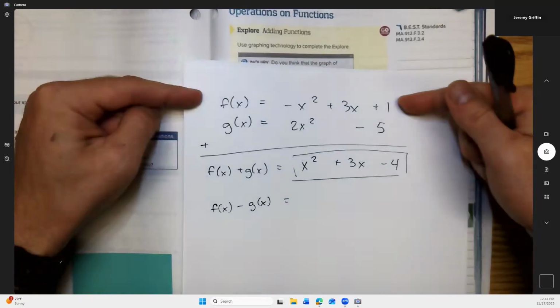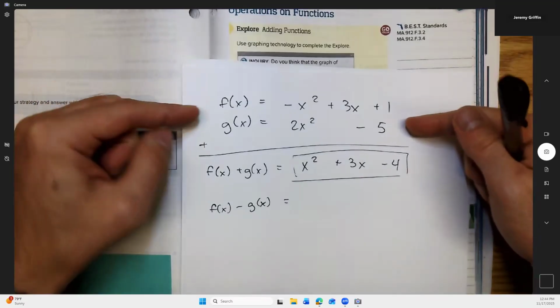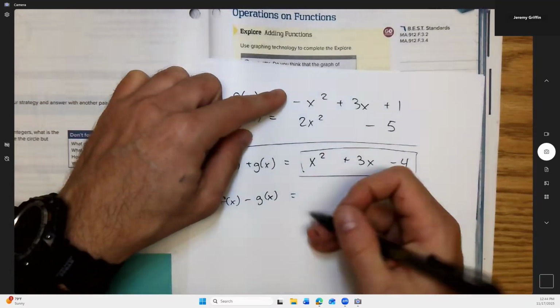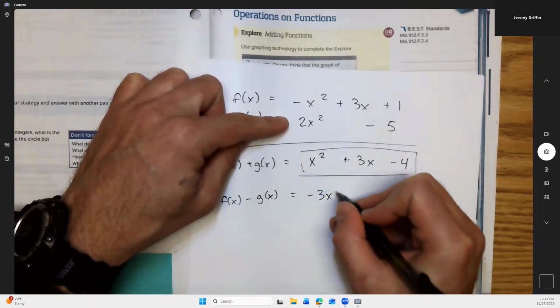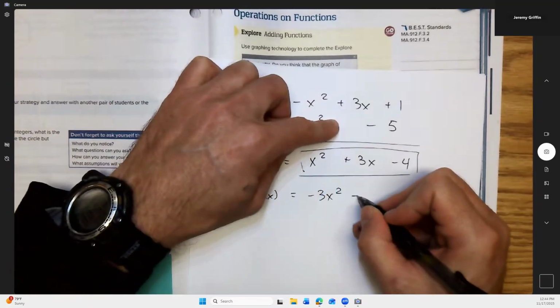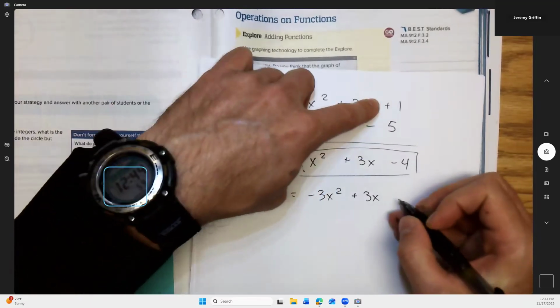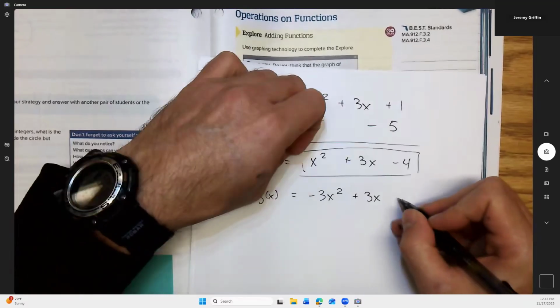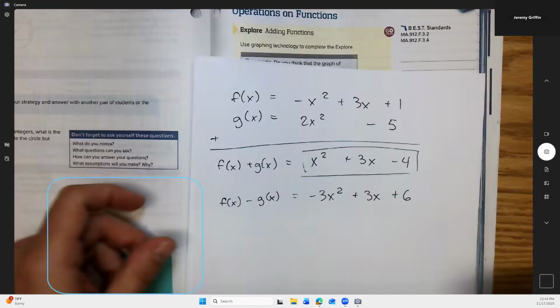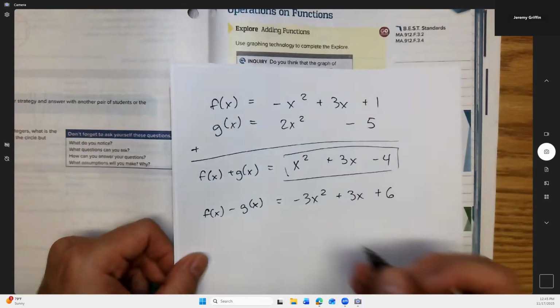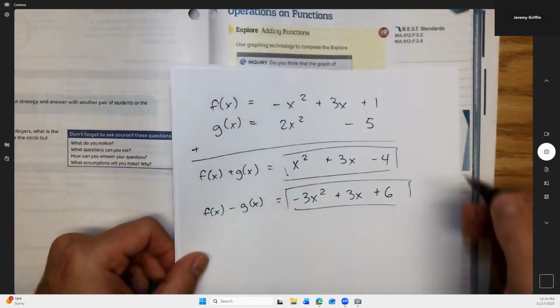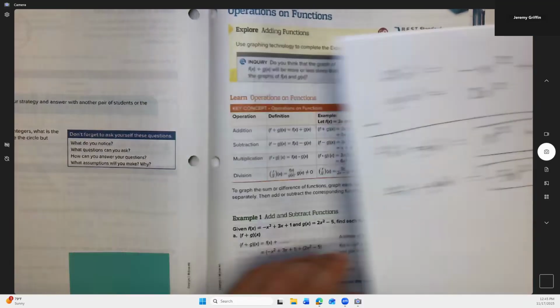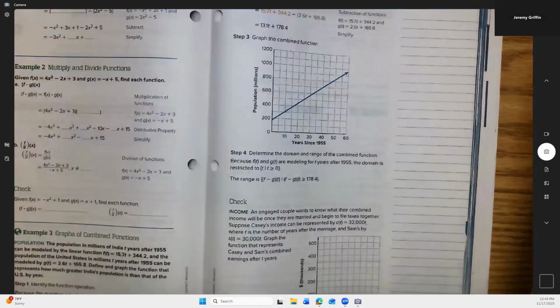Now, if you want to do f of x minus g of x, then you have to do this function minus this function. So negative x squared minus 2x squared, that's negative 3x squared. 3x minus 0, so I still have a 3x. Now, 1 minus negative 5, that's the same thing as 1 plus 5, or 6, because subtracting a negative is like adding a positive. So there's the sum and the difference of two functions. That's not too bad, right?